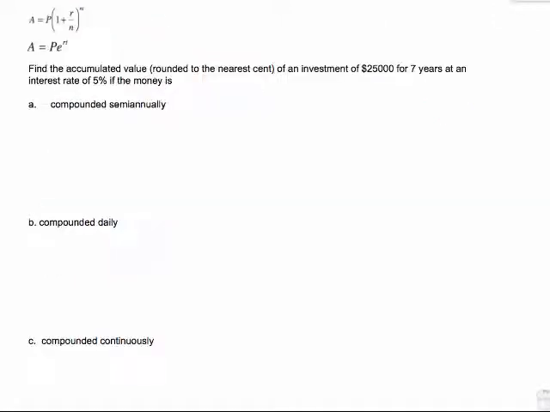So let's do some problems here. Here's the formulas, and you do need to memorize these. I just put them on the page to make it easier for us here. So find the accumulated value, rounded to the nearest cent, of an investment of $25,000 for 7 years at an interest rate of 5% if the money is compounded semi-annually. Compounded semi-annually means n equals 2. Investment of $25,000 is P, 7 years is T, a rate of 5% is 0.05 equal to the R.